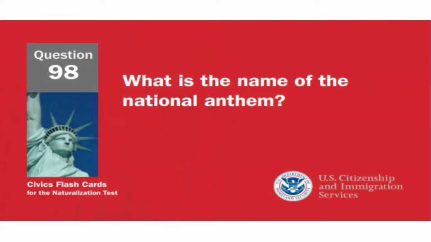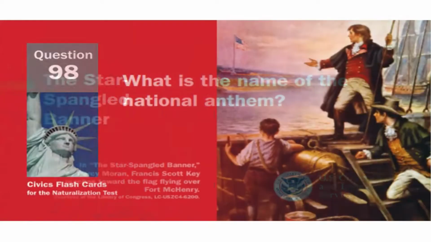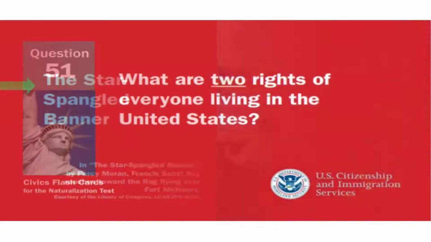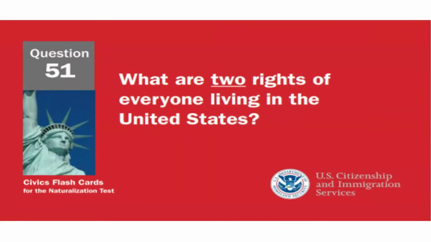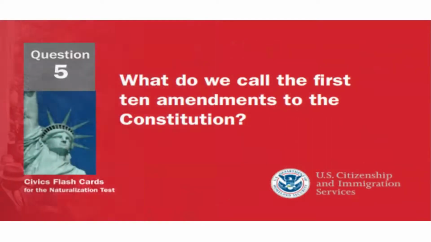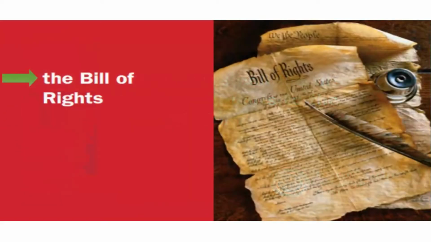What is the name of the national anthem? The Star-Spangled Banner. What are two rights of everyone living in the United States? Freedom of speech and freedom of religion are two rights of everyone living in the United States. What do we call the first 10 amendments to the Constitution? The Bill of Rights.